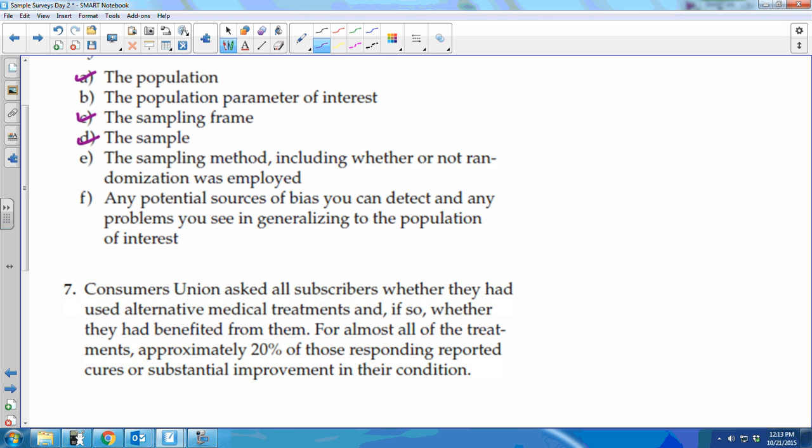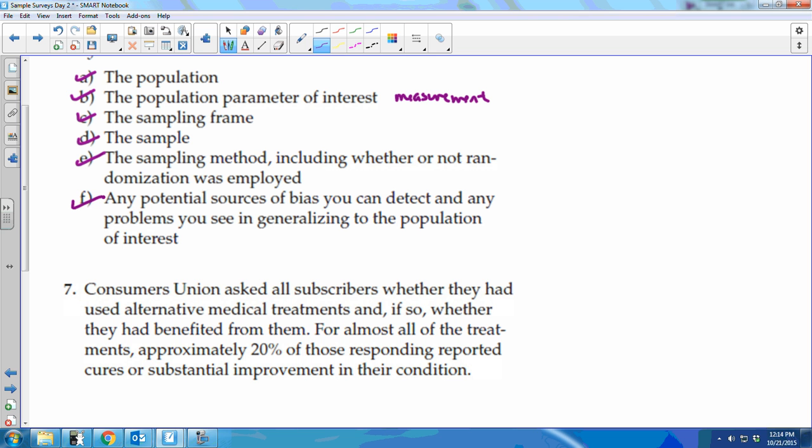Couldn't tell you. Okay? The sampling method, it seems like they did a census of all their subscribers, because they said they asked all subscribers. And if it was a census, there was no randomization. And then, let's see here. This is just what's being measured. What type of measurement are they taking? In this case, 20% responded such and such. That means they were interested in a proportion of people. That's a measurement. What proportion did this?